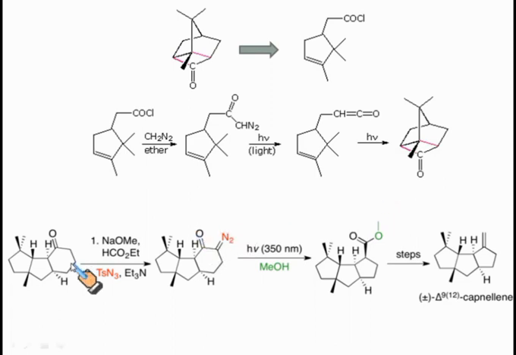And when this compound is treated with HCO2Et in the presence of sodium methoxide followed by treatment with TsN3 in the presence of Et3N, it forms the alpha diazoketone, which when subjected to photolysis in the presence of methanol forms the ester.